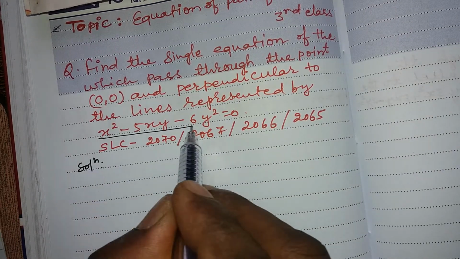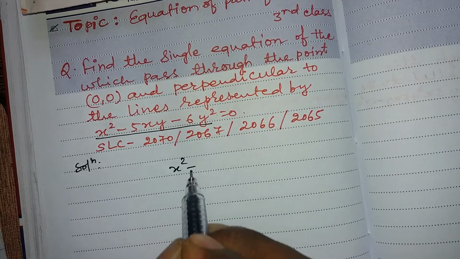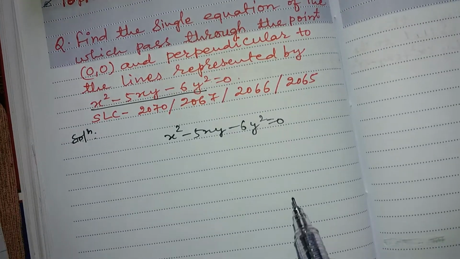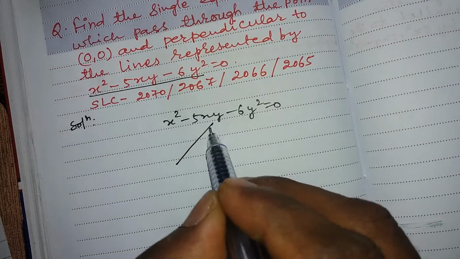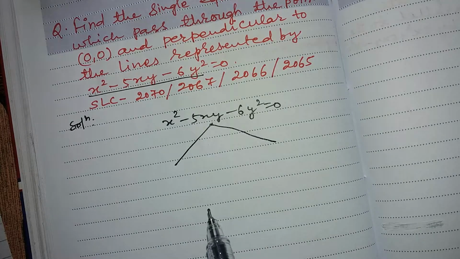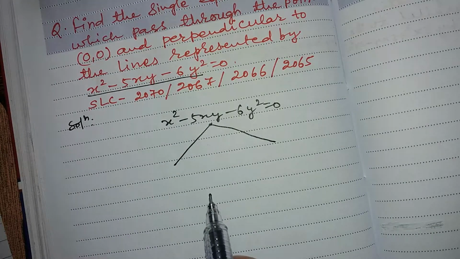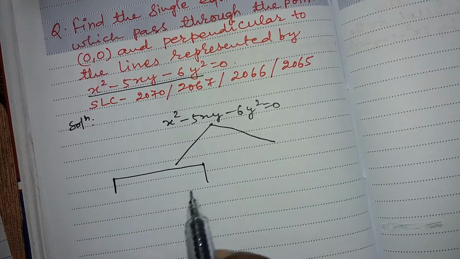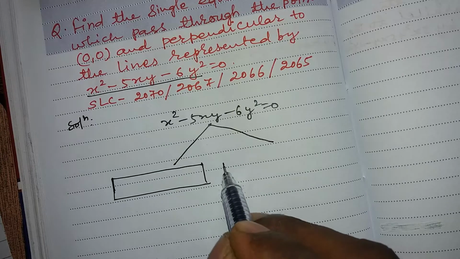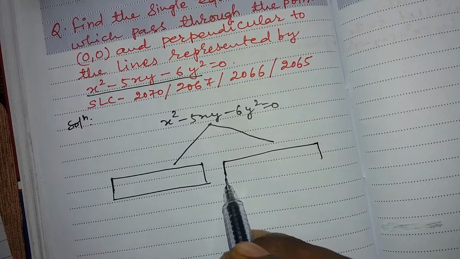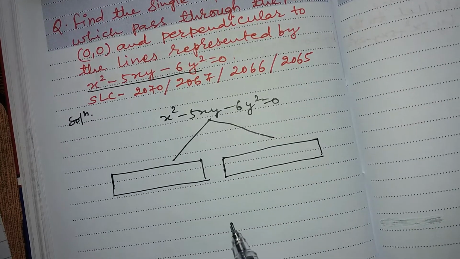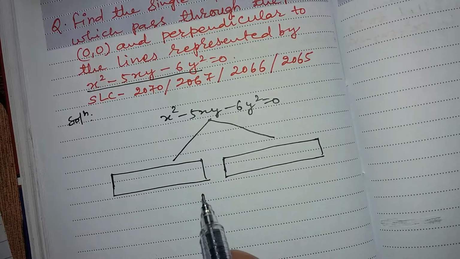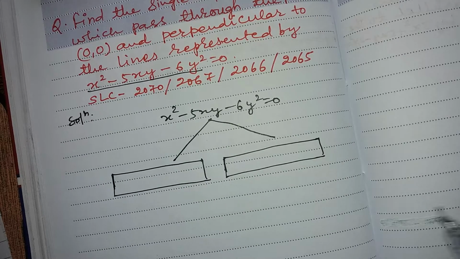The equation is given. This equation is x square minus 5xy minus 6y square equals to 0. Can you separate two equations from it, which we have already learned how to do? We write the equation here. Two equations you can separate, and after separating it you will get two separate equations. Let's see what equations you will get for this.